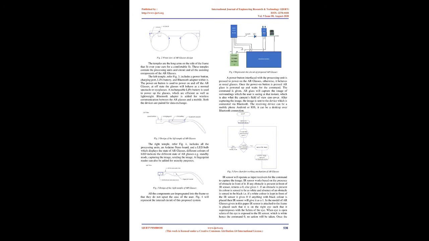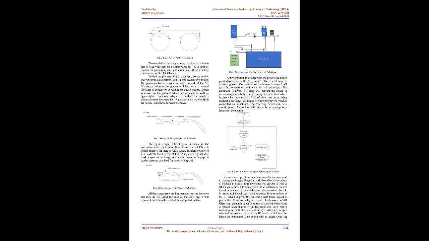The right temple, refer Fig 4, includes all the processing units, an Arduino Nano board, and a LED bulb which displays the state of AR glasses. Different colors of LED indicate the different state of AR glasses, e.g. standby mode, capturing the image, sending the image. A fingerprint reader can also be added for security purposes.